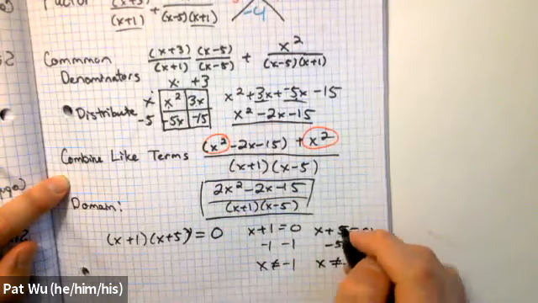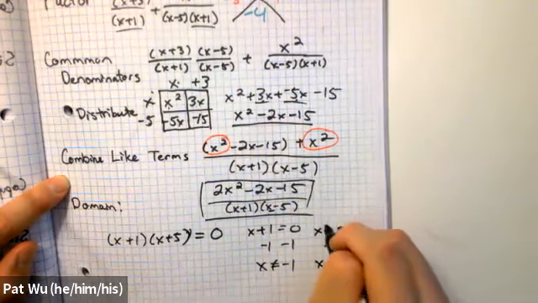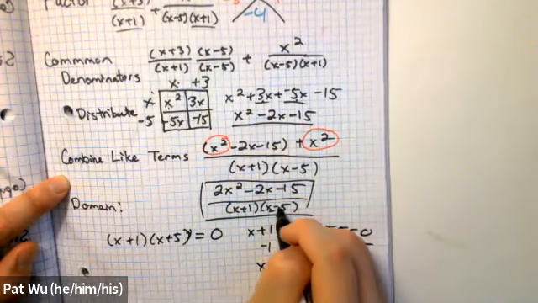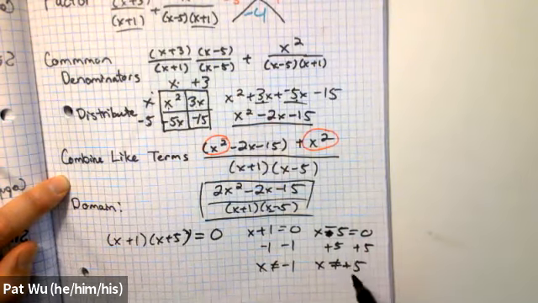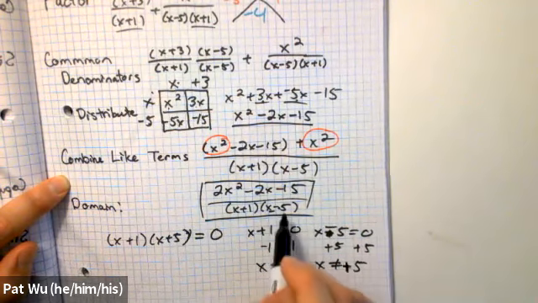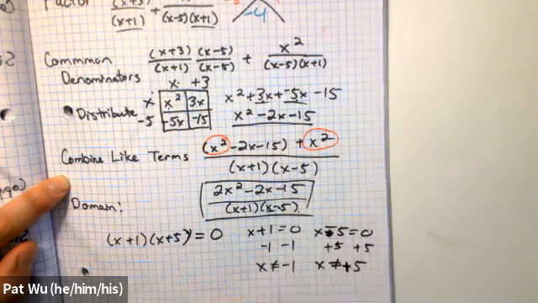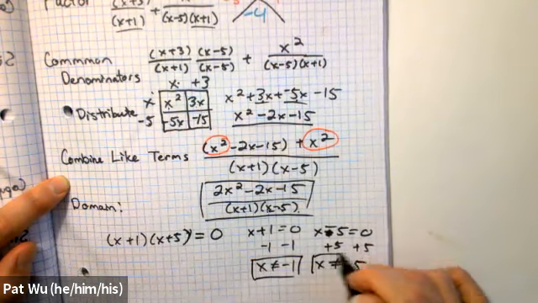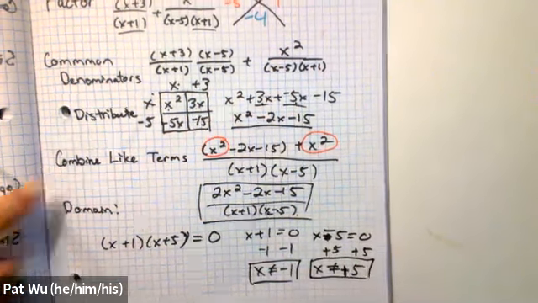This should be an x - 5. I just noticed that, so these should be minus 5s. So this is x - 5 in the denominator. If I put a +5 for x, 5 minus 5 is 0, so that can't go in the denominator. So my domain is x cannot equal -1, and x cannot equal +5.